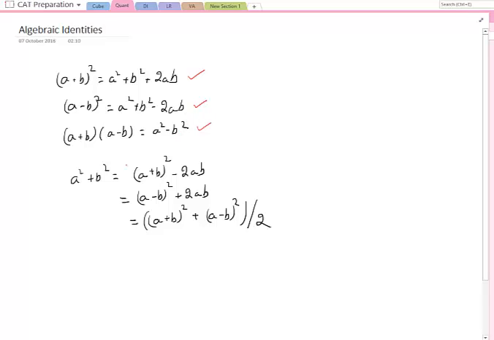But before that, I'd also like to point out the stuff that we have at the bottom. So a² + b² can also be written as (a+b)² − 2ab, or (a−b)² + 2ab, or ((a+b)² + (a−b)²)/2. Knowing this identity in this format is also useful for various questions. Let's look at a question.